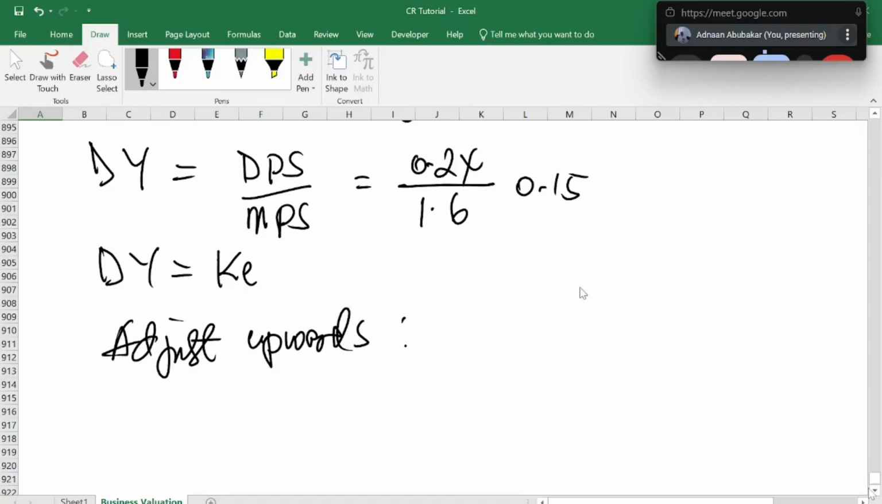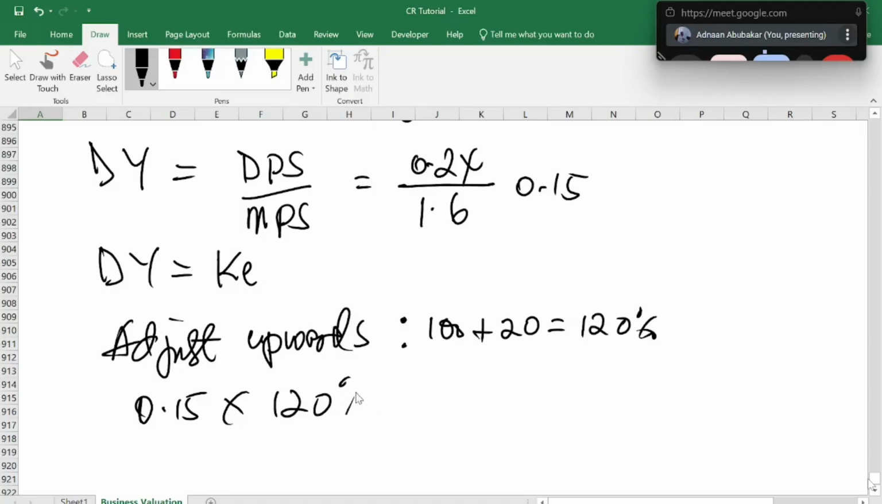The earlier one, when we were doing the PE, you remember that we used 20%. So you don't change the percentage that you use for the adjustment. It will be consistent. So all you have to do is adjust it upwards: 100 plus 20 gives you 120%. So you will have 0.15 multiplied by 120%. What do you have?